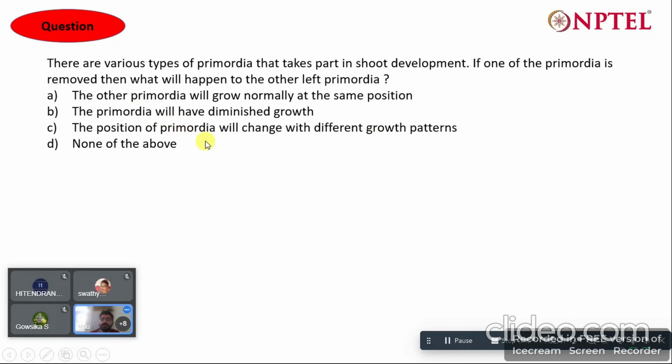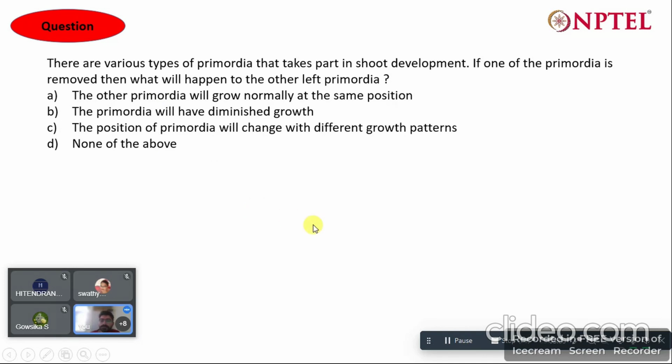So there are various types of primordia that take part in shoot development. If one of the primordia is removed, then what will happen to the other leftover primordia? Option A: the other primordia will grow normally at the same position. Option B: the primordia will have diminished growth. Option C: the position of primordia will change with different growth patterns. Or none of the above options is correct.